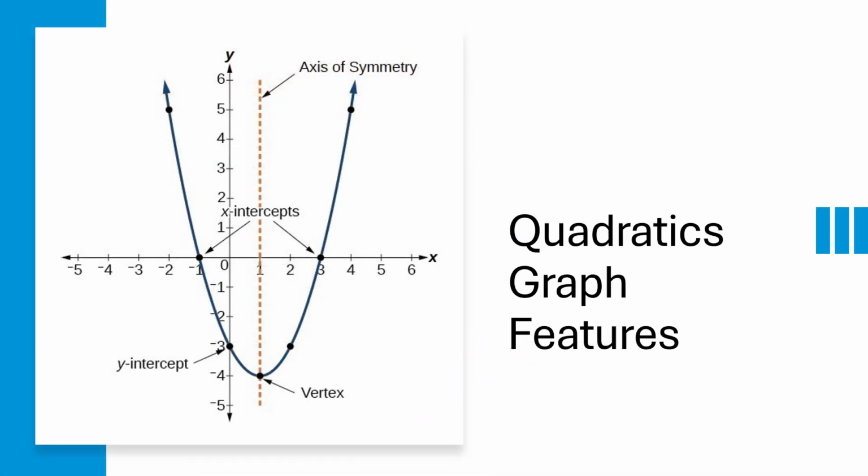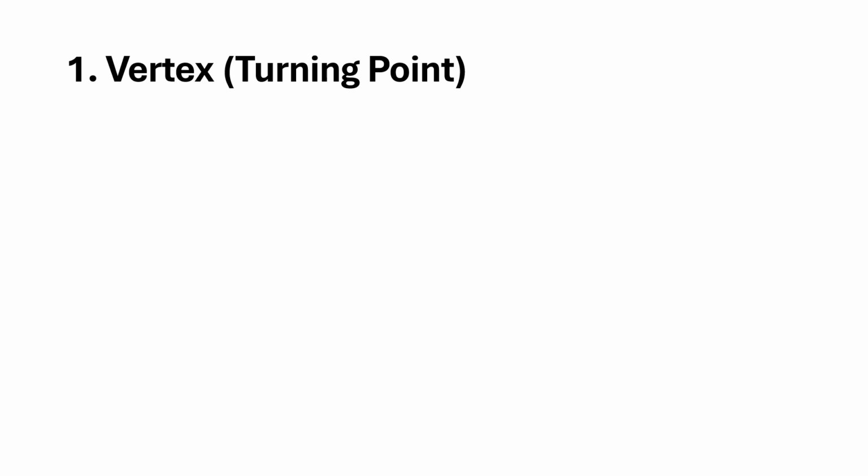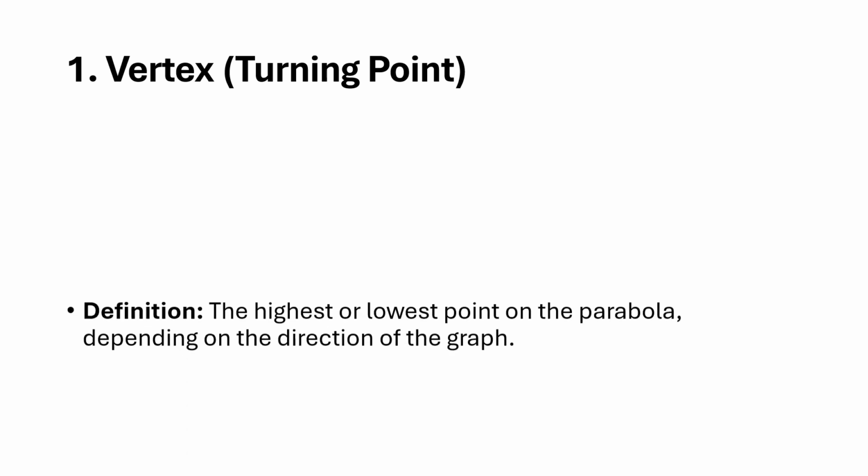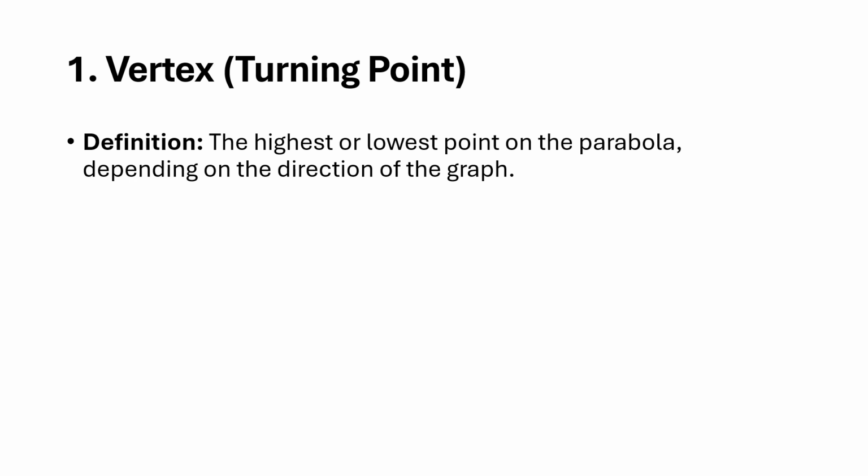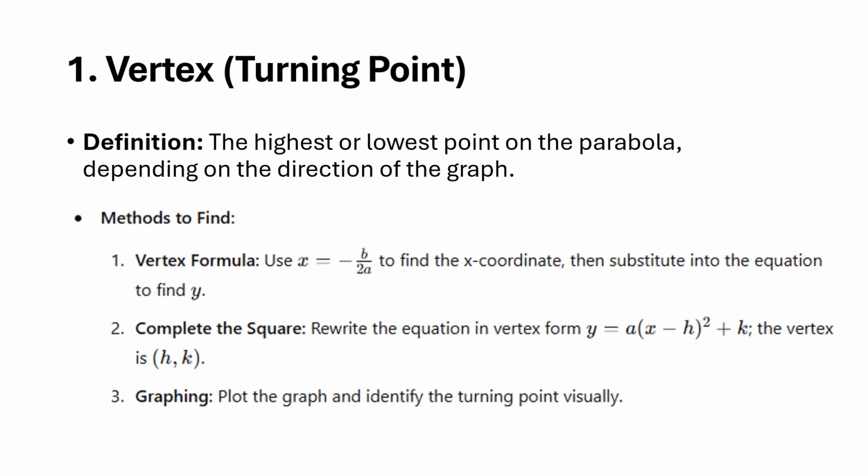Quadratic graph features. You have a vertex, the turning point. The highest and the lowest point on the parabola depend on the direction of the graph. To find the vertex, you can use the vertex formula, x equals negative b over 2a, to find the x coordinate. Then you substitute back into the equation they give you, to find the y value.